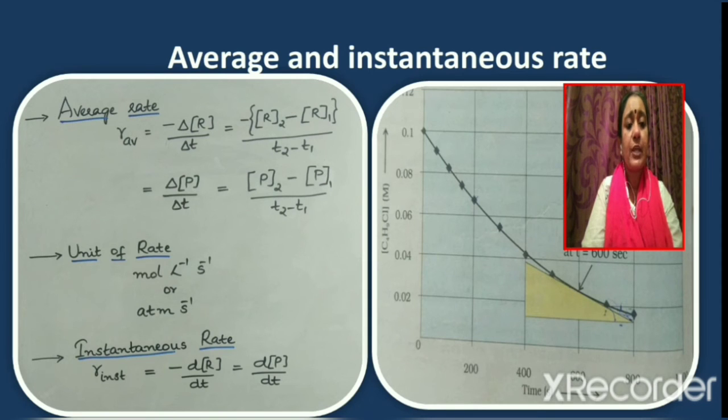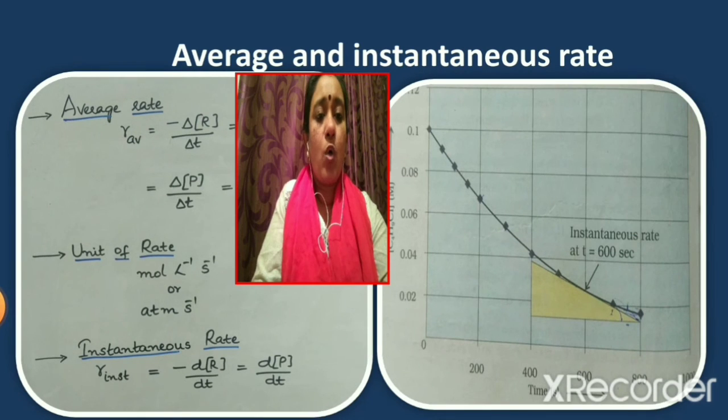Next, we shall see what is the unit of rate. We know that rate of a reaction is given as change in the concentration of the reactants or the products and the time taken for that change to occur. So the unit of rate will be equal to mole per liter per second. If gaseous reactants and products are involved, then the unit of rate will be equal to atmosphere second raised to minus 1.